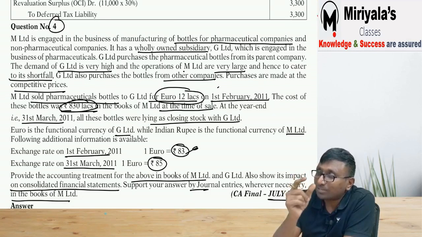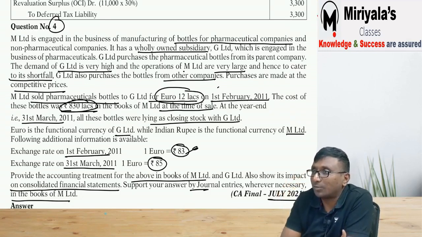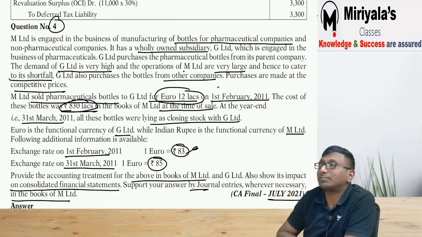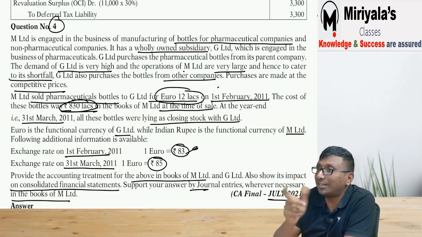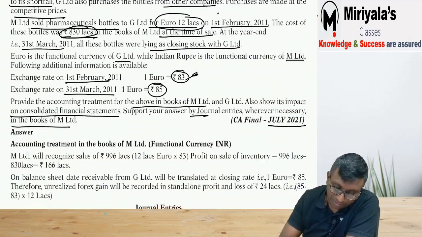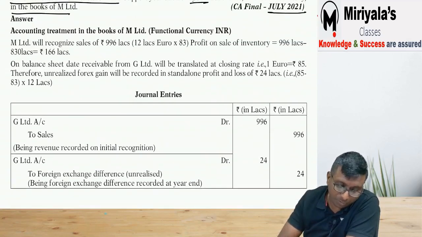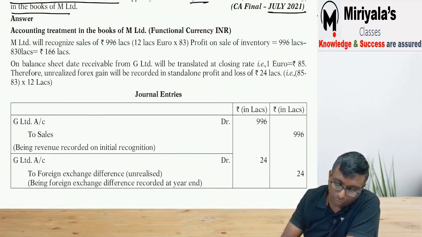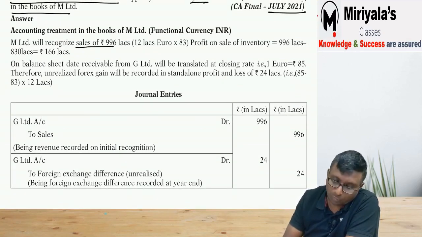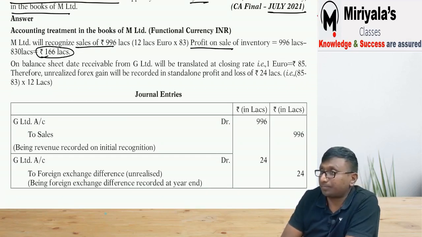Are you getting my point? So that amount is the unrealized profit, not 83 into that number. This is a small thing, but observe. M Limited will recognize the sales at 996, and the profit on the sale is equal to 166. But don't say that 166 is the unrealized profit; it is a different number.